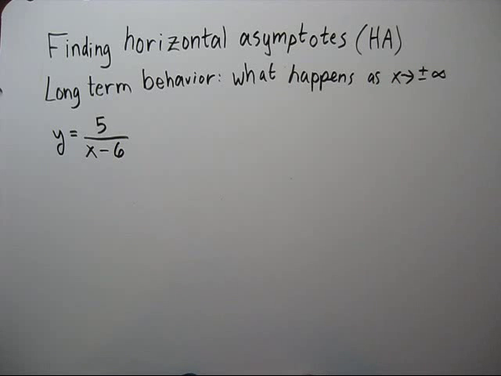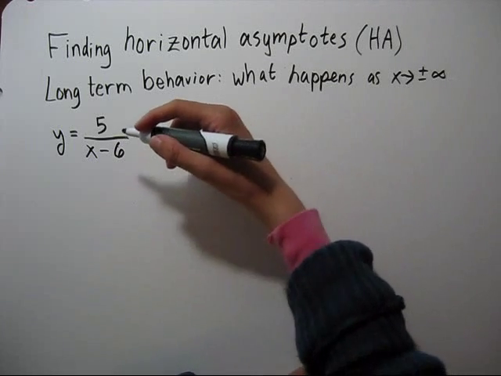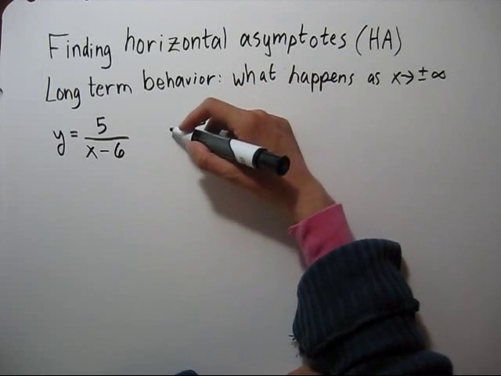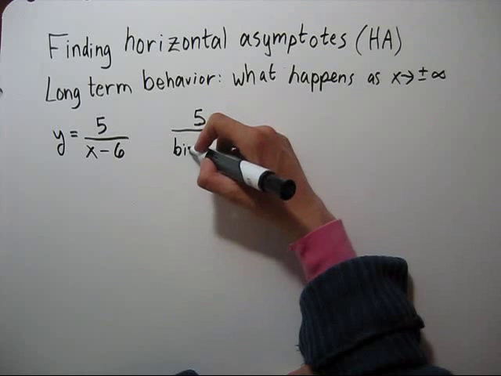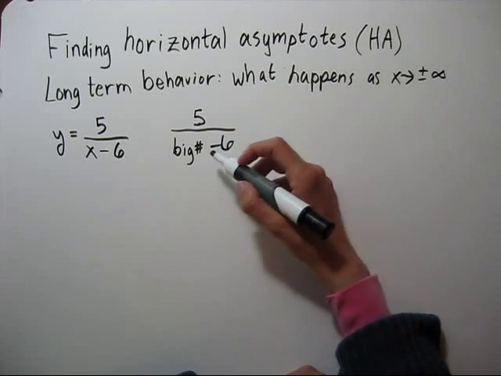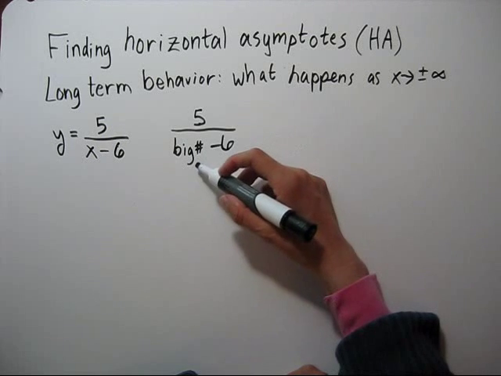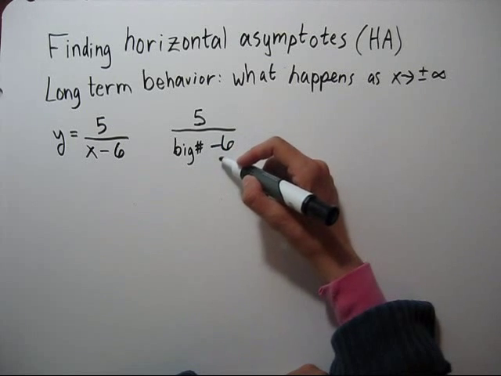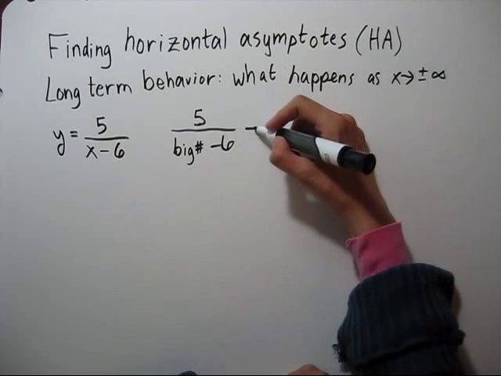Horizontal asymptotes are the long-term behavior of a function, or what happens as we go to positive or negative infinity. Let's look at y equals 5 over x minus 6, and let's just go out to infinity. We can do that in math. Let's put 5 over a big number minus 6. Well, a big number minus 6 is really, really big. And then 5 divided by a huge big number is going to be really small.